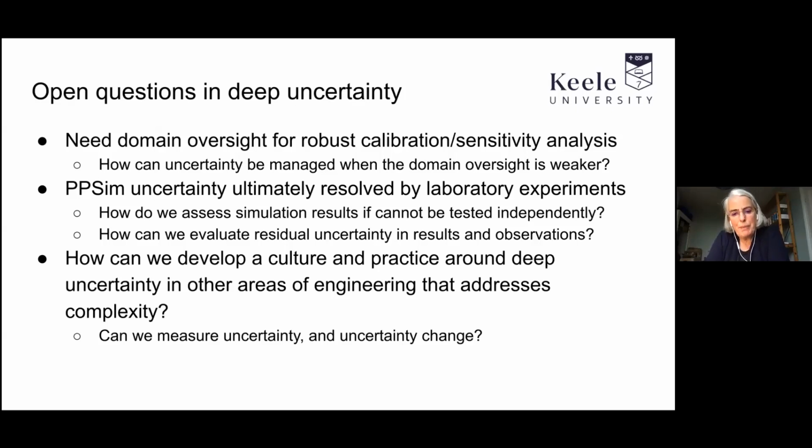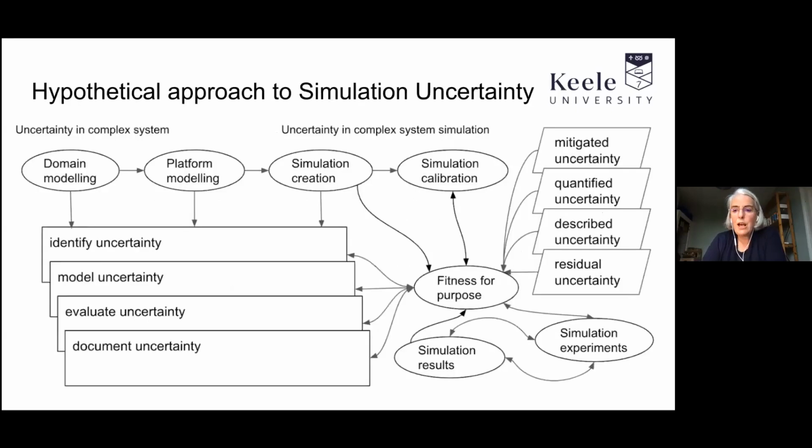And I think this is a question that's been raised in a lot of areas recently: how do we develop a culture and a practice around deep uncertainty, these inherent uncertainties, that can help other areas of engineering to address complexity or to understand, manage, calibrate, measure uncertainty? And in particular, have we reduced the uncertainty? Has something we've done in a simulator or even in a complex system design reduced the uncertainty of the system in any useful or meaningful way?